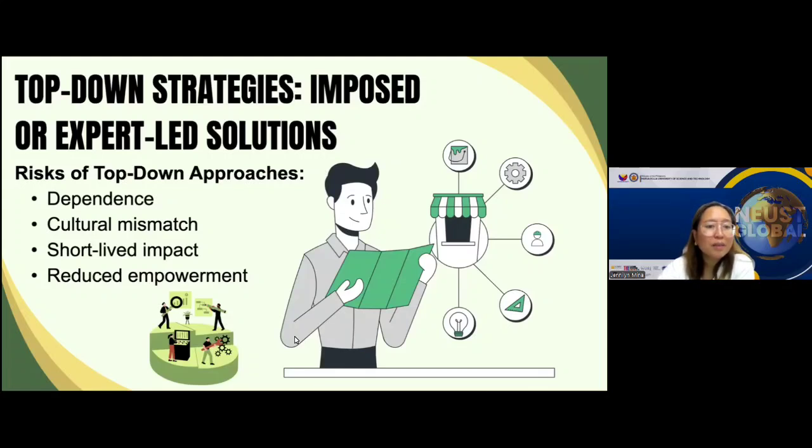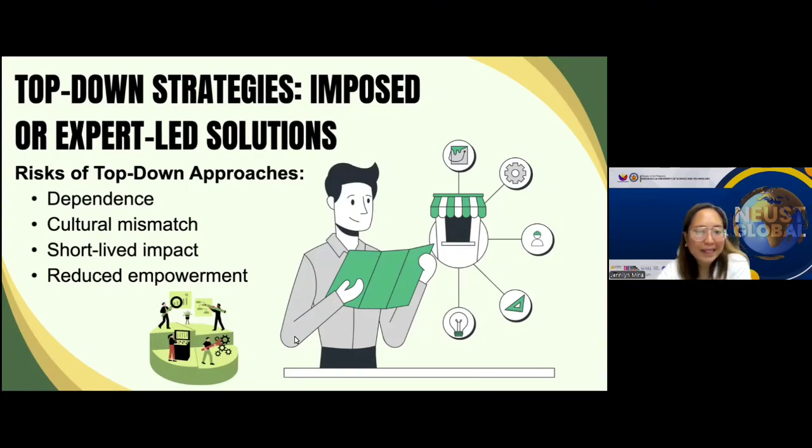We are talking about top-down methods that can be effective for large-scale or urgent interventions like national health campaigns, disaster relief, or infrastructure projects. They have limitations when applied to complex social issues that actually require community participation and adaptation. So these are the risks of top-down approaches.